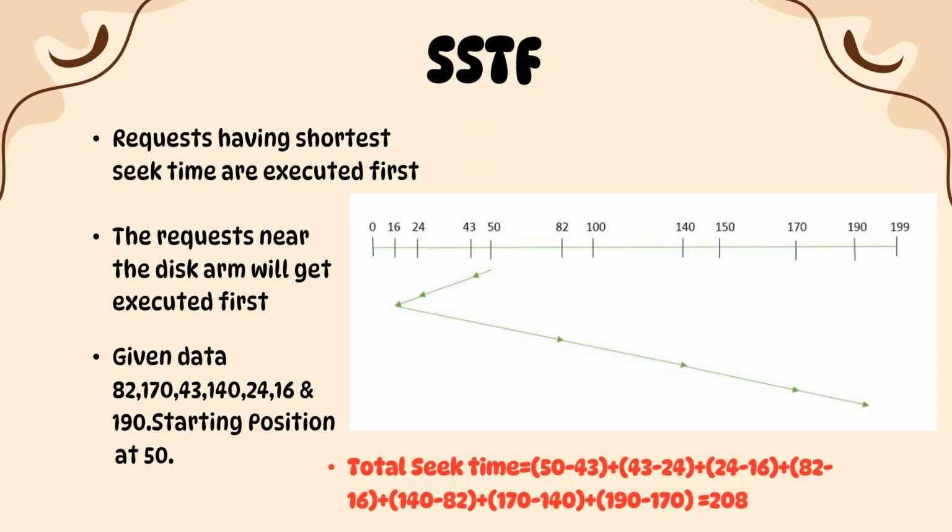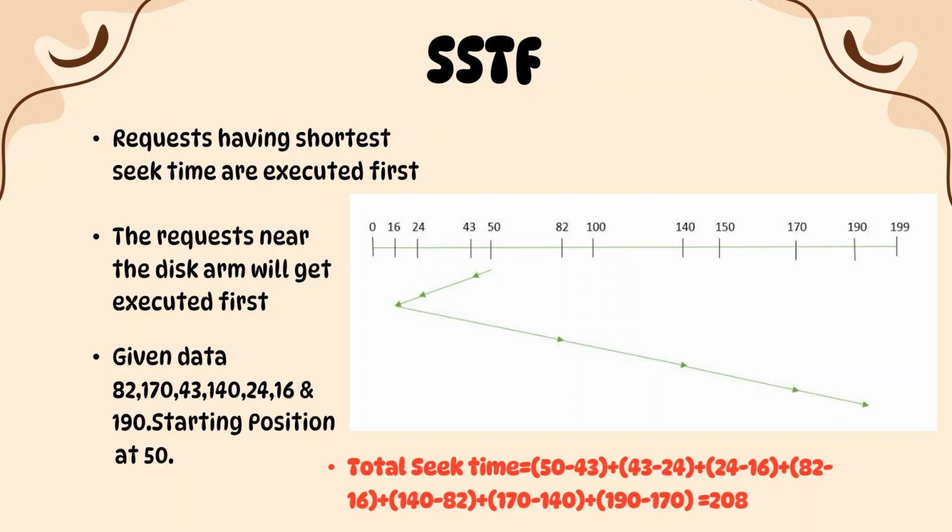Let us take the same example for SSTF. The requests are 82, 170, 43, 140, 24, 16, and 190. So these are the available requests. The current read and write head position is 50. From 50, we need to identify the shortest seek time first. Nearby 50 are 43 and 52. By comparing, 43 is the shortest distance. The controller will start with 43.